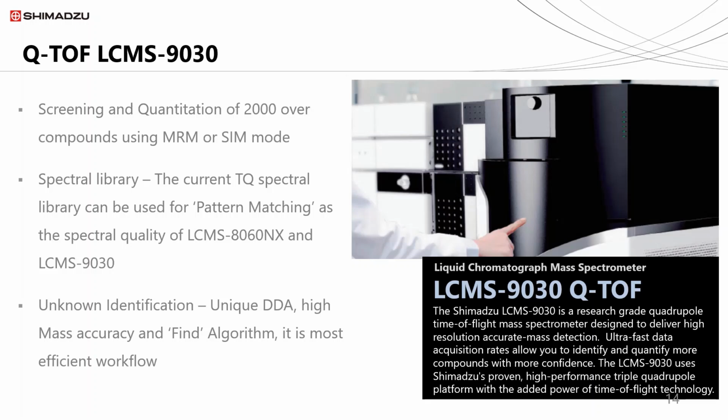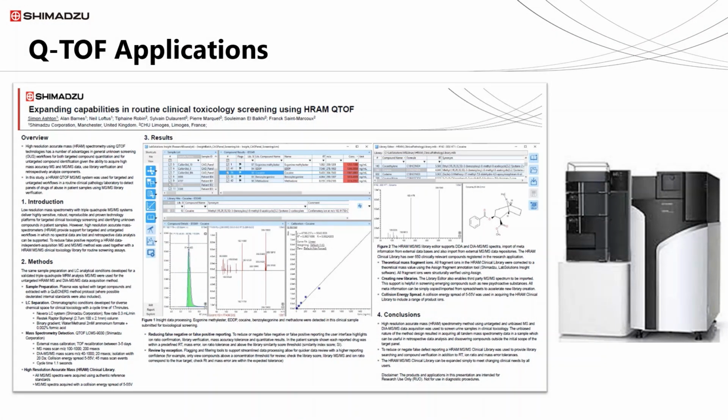The current LCMS triple quadrupole spectrum library can be used here with a Q-TOF for pattern matching with LCMS 9030. The important feature is to identify unknown compounds. The unique data-dependent acquisition with Find algorithm is very useful for unknown identification. Now, you are quite aware that Q-TOF is a tool of identification. This application shows how Q-TOF is useful to expand the capability of routine toxicological screening by reducing false positive reporting.